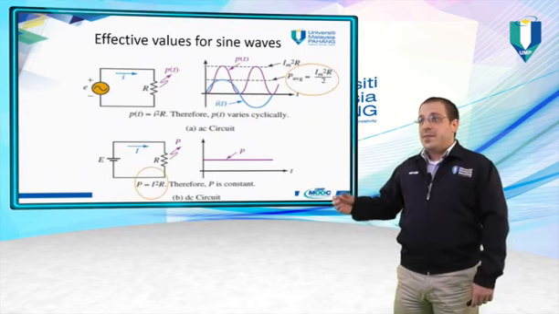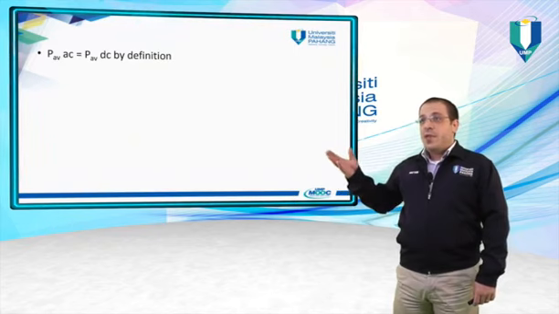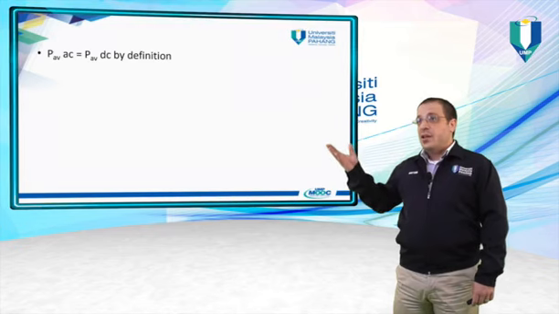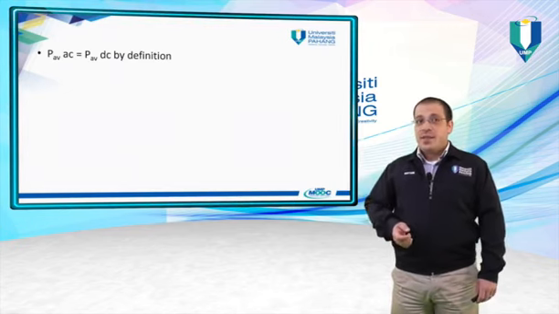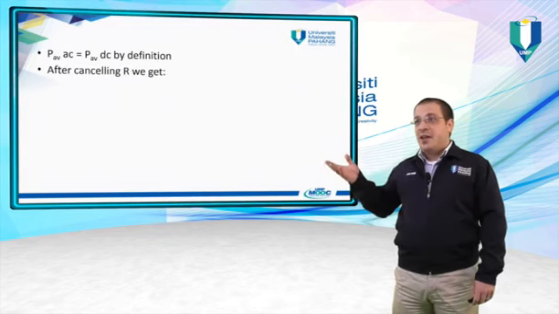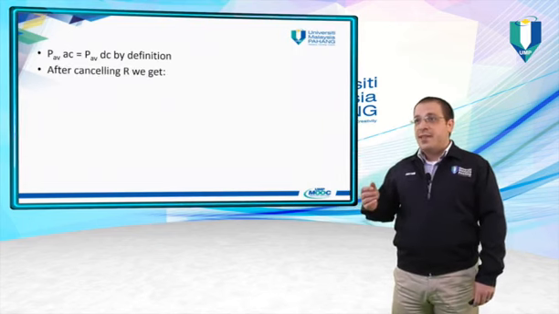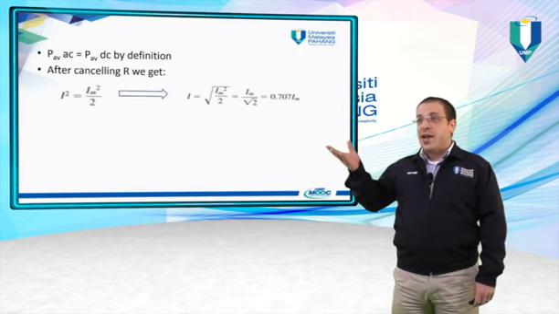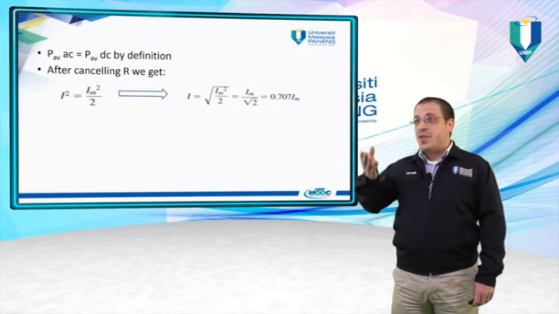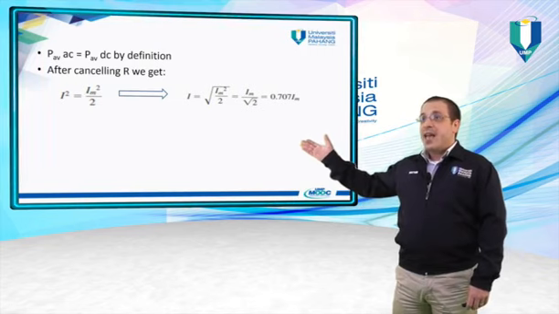Now, if we calculate for them, the average power for AC equals the average power of DC. This is, by definition, how we calculate the RMS. So, after cancelling R from the previous equation, we get, as you can see, I squared equals Im squared divided by 2.